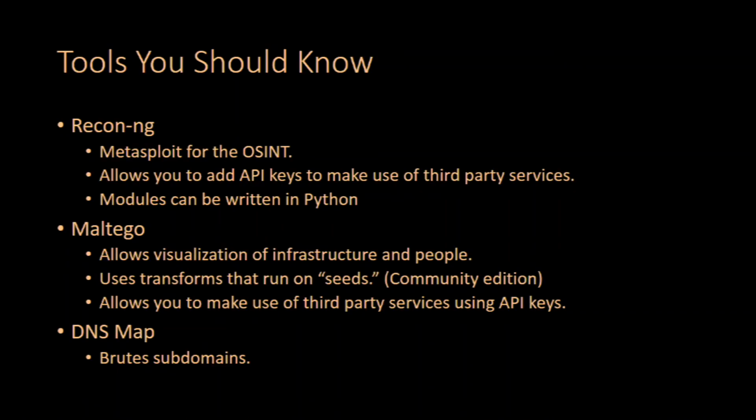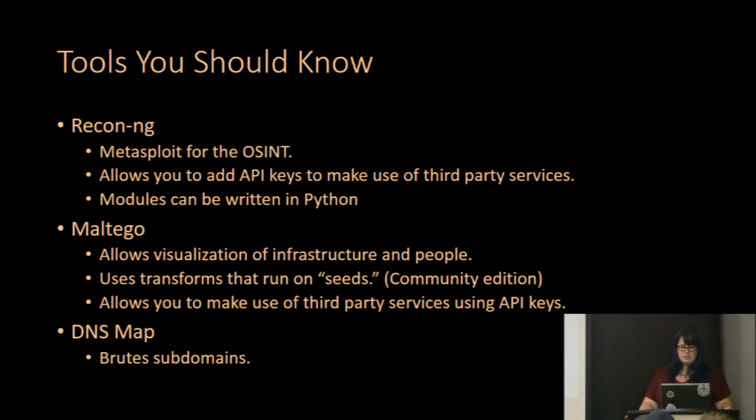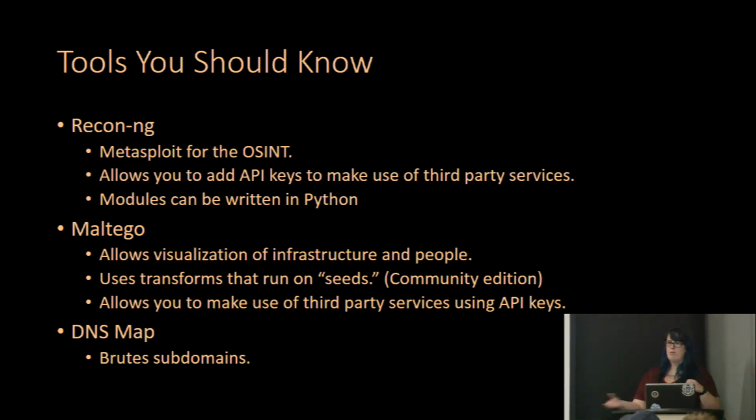So these are some of the tools that I've talked about that you should definitely know and take a look at. Recon-ng is very similar to Metasploit. It uses modules. It allows you to add in API keys so you can extend the functionality to grabbing things from third parties that you're going to want to use. And also you can write your own modules. Modules can be written in Python, so if you want to start adding your own stuff into there, things that the tool doesn't already do, you can do that as well.